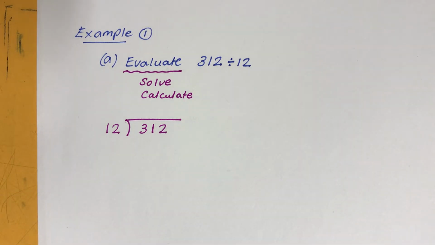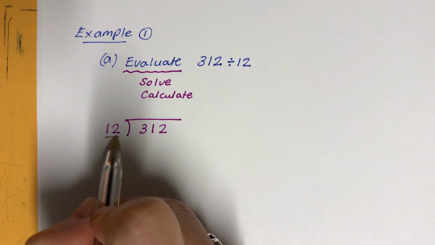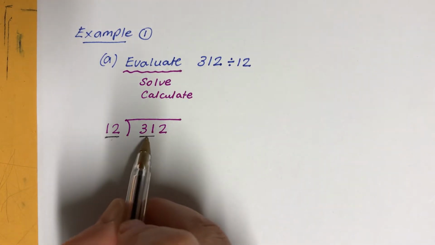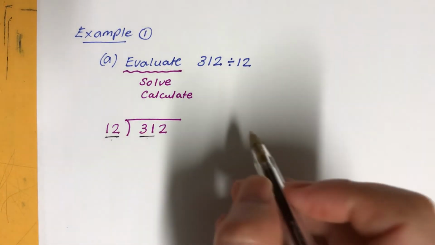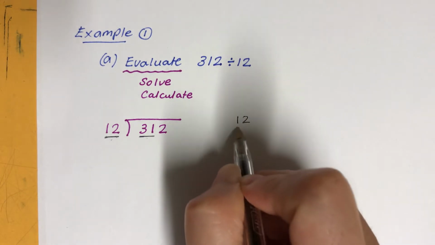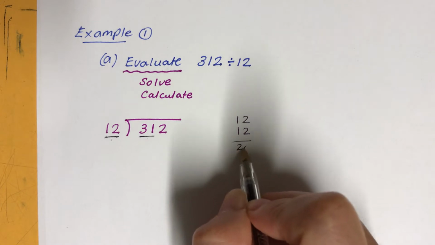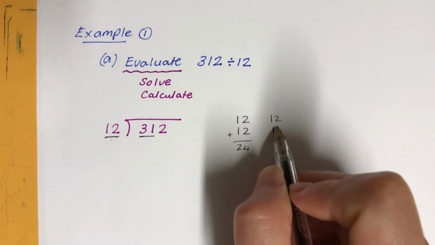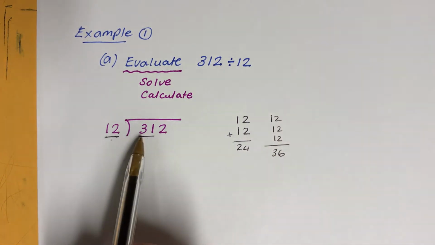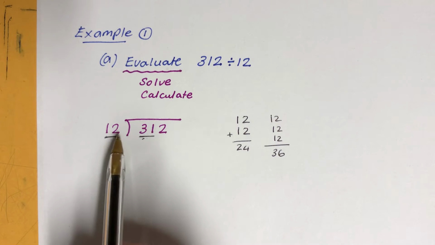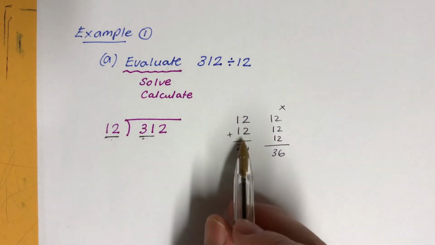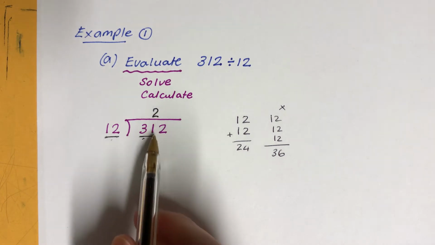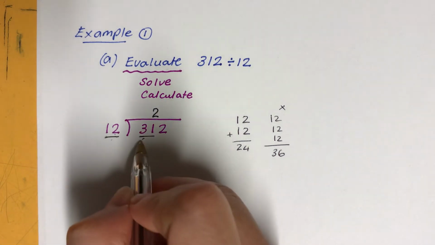So first thing you need to think about is, can 12 go into 3? No. So I need 2 numbers here. So 12 can go into 31, definitely. But how many times? So you could actually think about this. I've got 12, 12, I've got 24 when I add it together. Now, with 24, will I be able to get 3? 12, 12, 12. That's 36. Well, that's over. 36 is bigger, so it won't go in 3 times. It will go in twice. So I'm just going to write 2 here above the 1. Okay. So 12 times 2, double of 12, is 24.